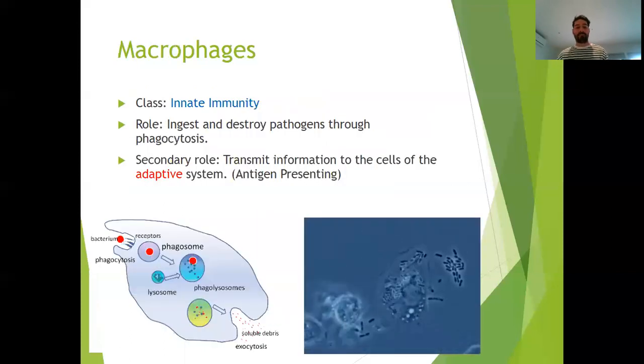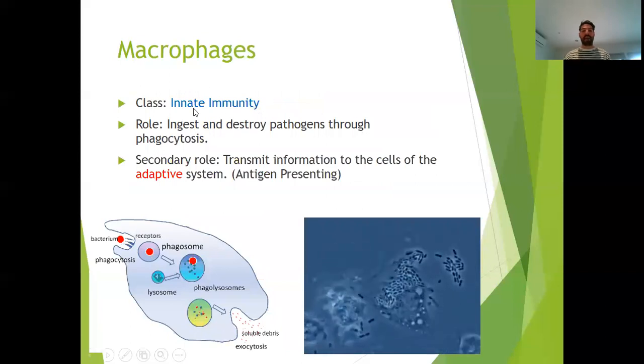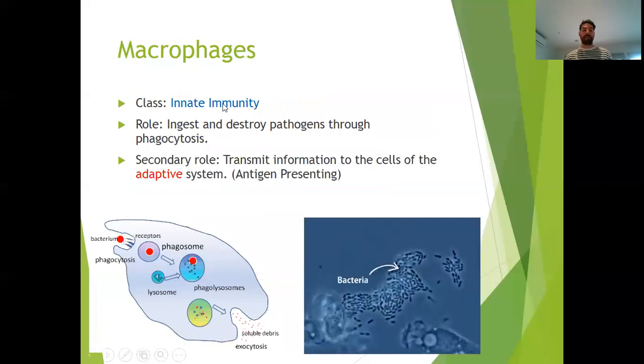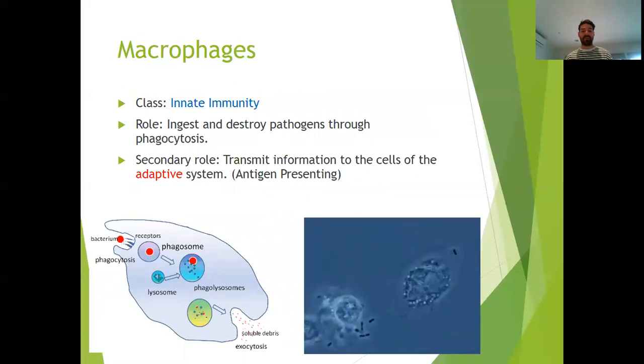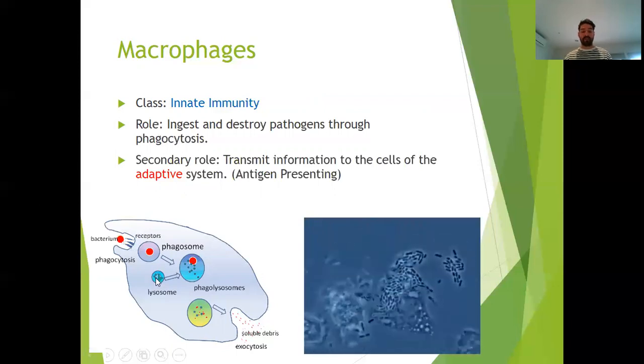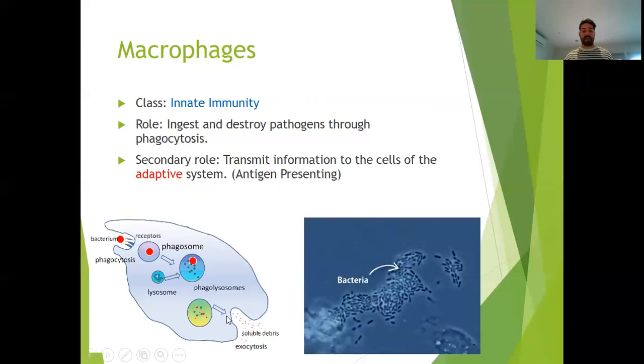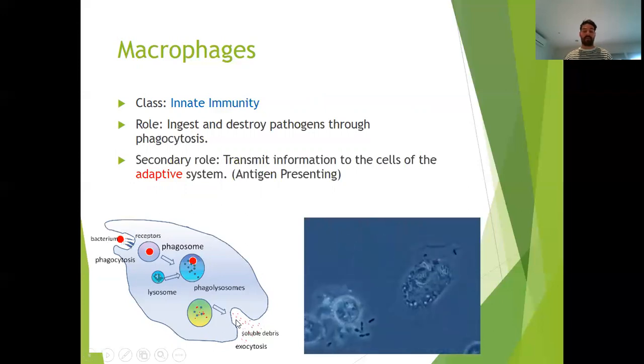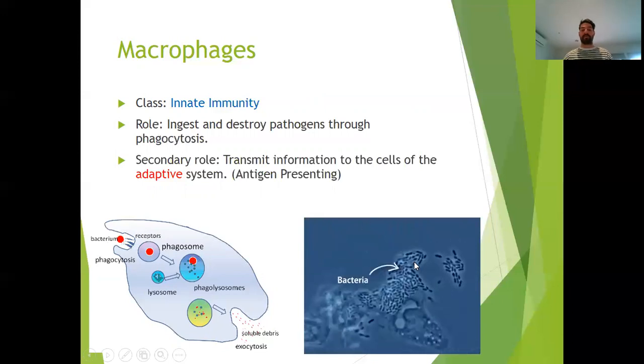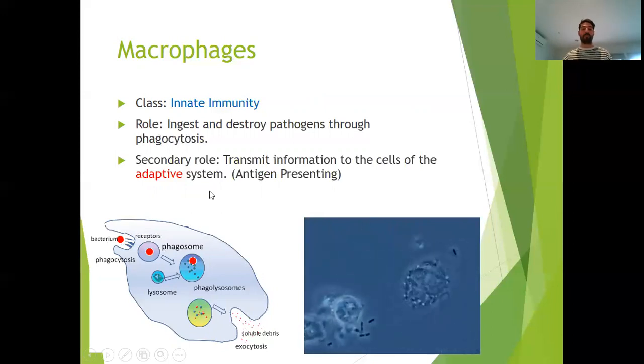The second one we're going to look at are macrophages. Now, these are involved in innate immunity, and their main job is to ingest or take in pathogens and destroy them through a process called phagocytosis. So you can see here, it takes in a bacteria, it combines them with lysosomes and starts breaking it down, and we end up discarding the leftovers of that bacteria. So this video here, you can see is a macrophage engulfing some bacteria and breaking it down through phagocytosis. They do also have a second role where they pass on information, but we'll get to that a little bit later on. It's through a process called antigen presenting.